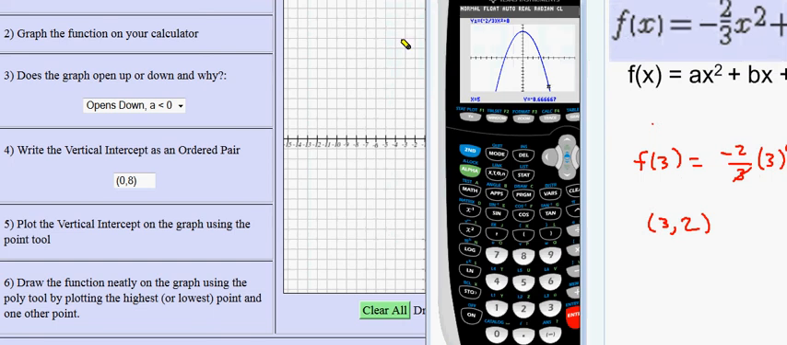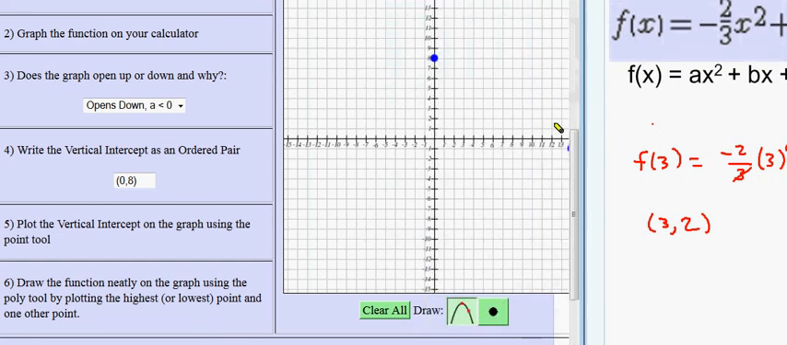So I'm going to go back to the question, and now I'm going to use the poly tool, and I'm going to start by plotting the highest point, which was right here. Remember, it is the highest point because it opens down, and I found that 3 comma 2 was another point. So I'm going to go up to 3 comma 2 and let go, and there's a neat graph of the parabola.